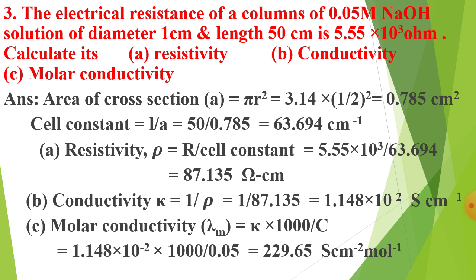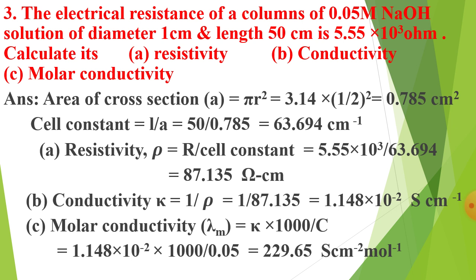Now question number 3rd, that is the next question. The electrical resistance of a column of 0.05 capital M NaOH solution, NaOH is a strong electrolyte, of diameter 1 centimeter. Diameter is given, so here we have to find the radius by dividing the 1 centimeter by 2. Length 50 centimeter is 5.55 into 10 to the power 3 ohm. So calculate its resistivity, conductivity and molar conductivity.